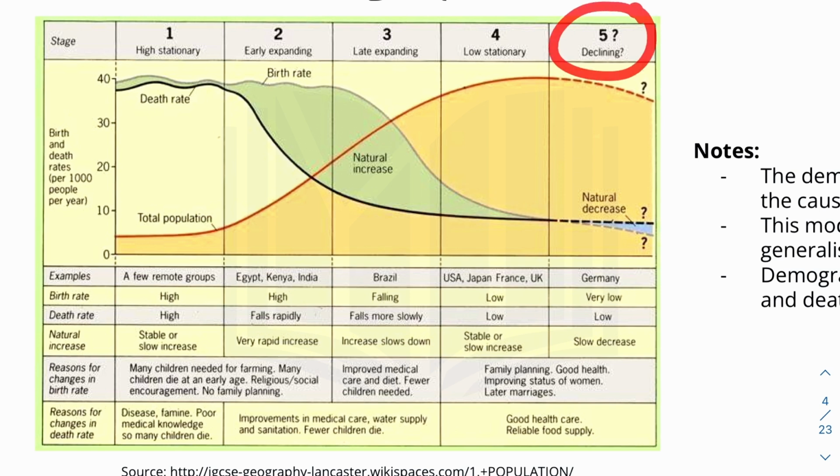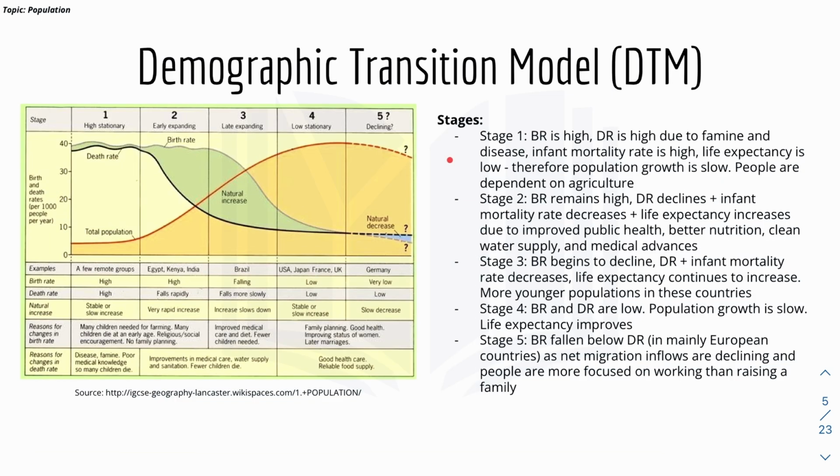And stage 5 is where the population might decline. There are very few countries in it, so we can't say that for certain. But the birth rate in stage 5 might be lower than the death rate, and this might be due to people focusing more on work as well, or people preferring to have smaller families, and they have good health, as stated here. So moving on, we have some more explanation for the different stages.